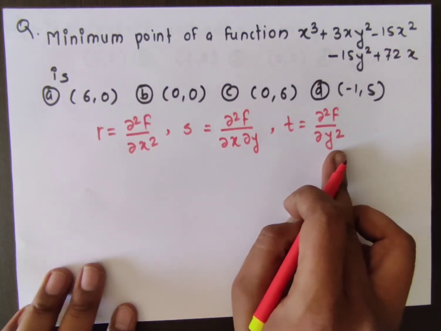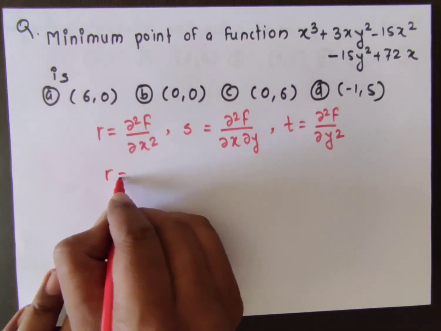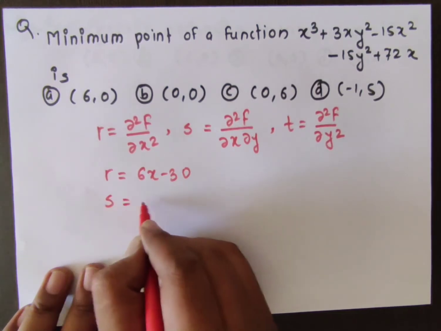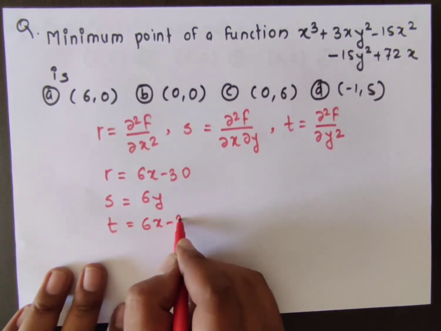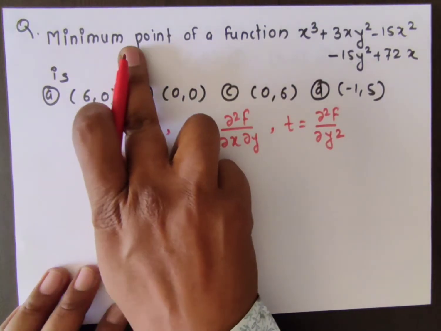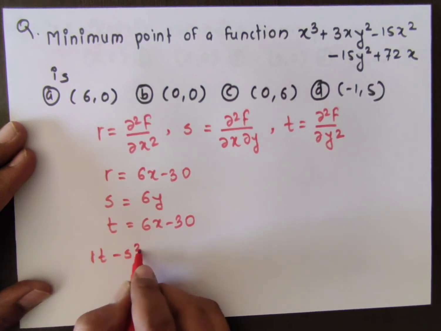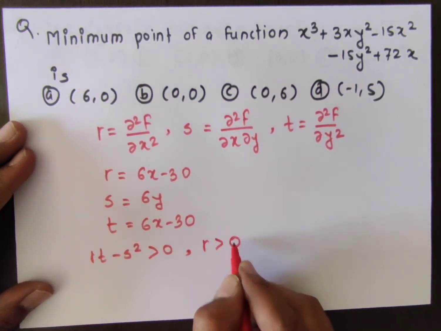Now when we solve this, we get r equal to 6x minus 30, s equal to 6y, and t equal to 6x minus 30. For the minimum value, the condition for rt minus s square remains the same, but r has to be positive.